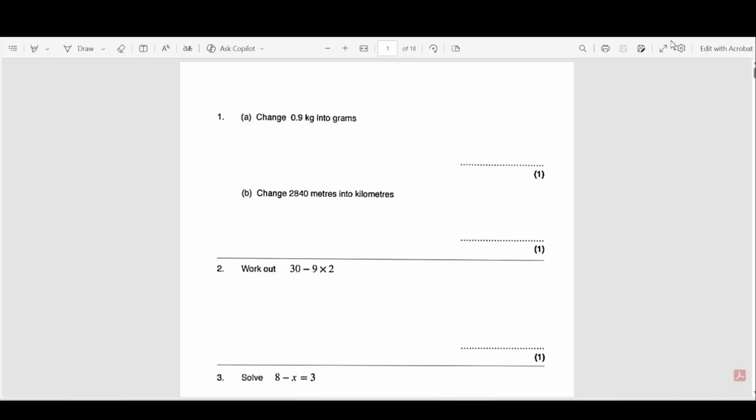Hello everyone, today we are going to do Foundation GCSE Math Paper 1. This is a predicted paper which will help you in practice.